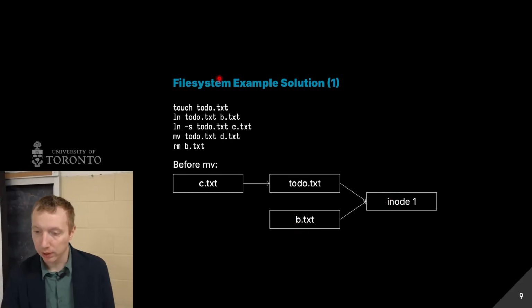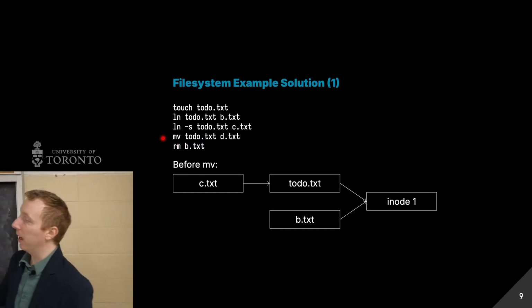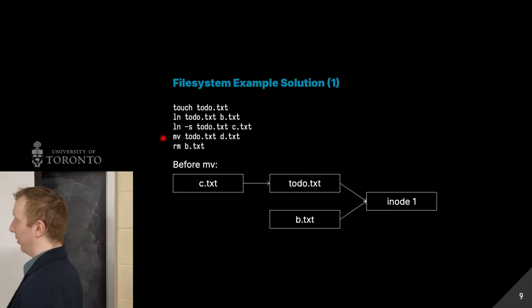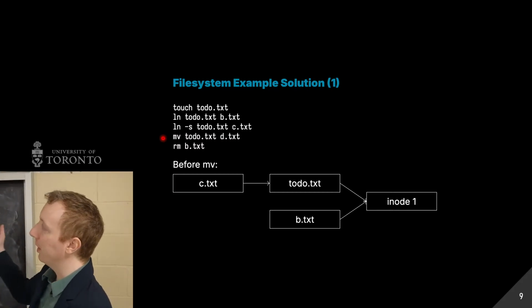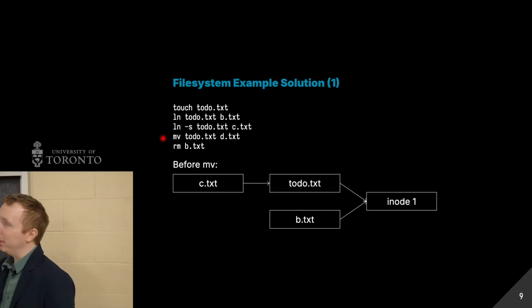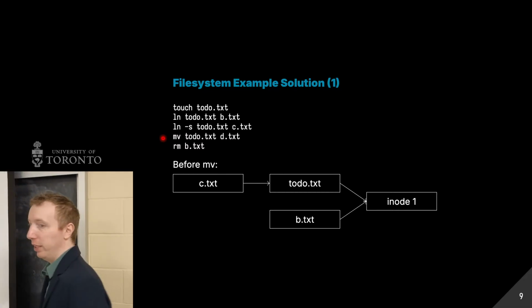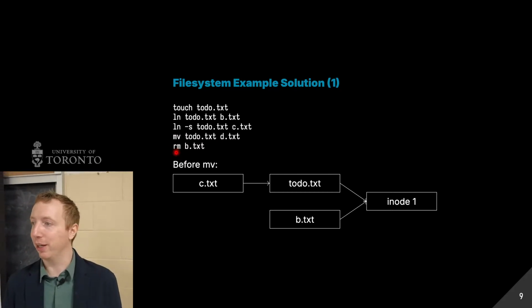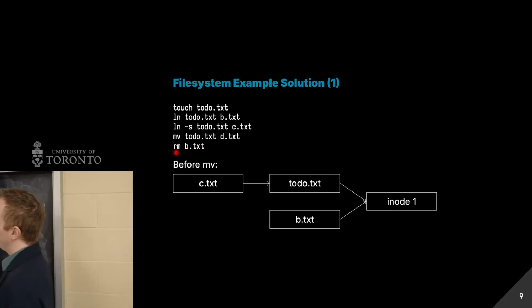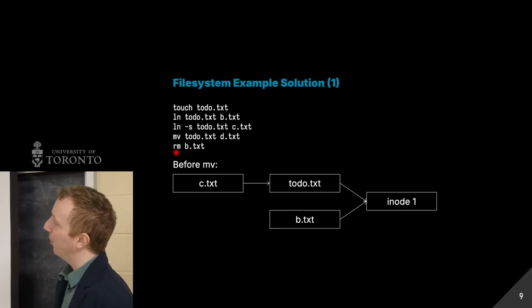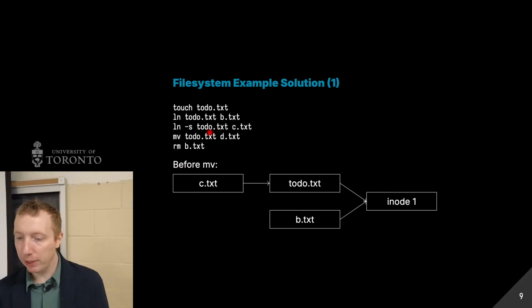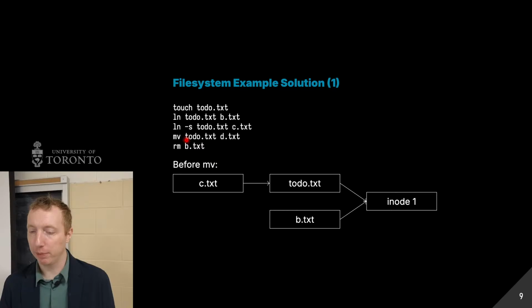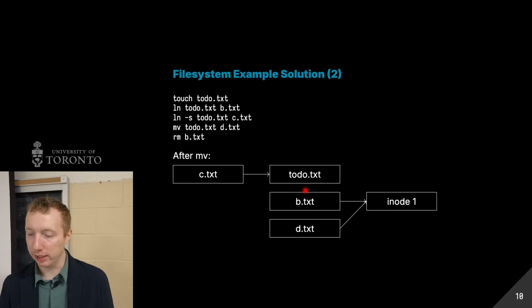So if we do mv, you might have heard it called move, but that's a pretty poor name, because all it does is rename the directory entry. They decided against calling it rename because that looks an awful lot like rm, which is remove, but that one doesn't actually remove anything either, so both names are kind of misleading. So if we do move, which doesn't move anything, all we're doing is changing this name todo.txt to d.txt.